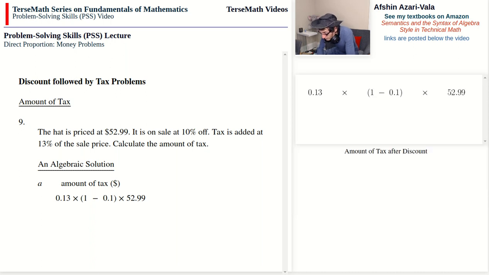Okay, here's what we have. So far we've constructed the price, and then we multiplied by 90% to find the sale price, and then we multiplied the sale price by 13% to find the amount of tax. You notice that I decode this multiplication backwards.